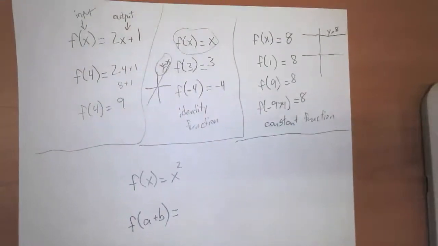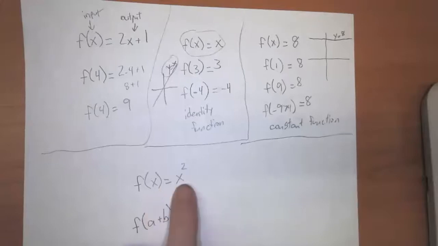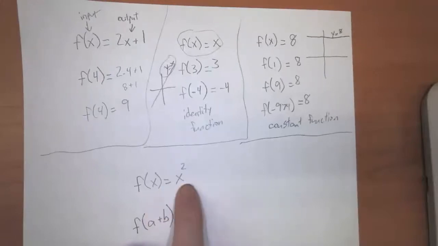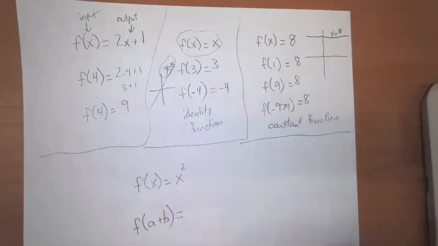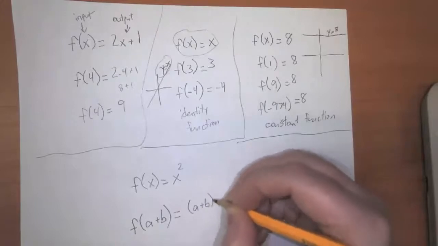So this is a little different in that the input is an expression. But we're going to do exactly the same thing that we're used to doing. We're just going to take wherever we see x in the expression for the output, we're going to substitute in whatever the input value is. So in this case, this is equal to (a plus b) squared.